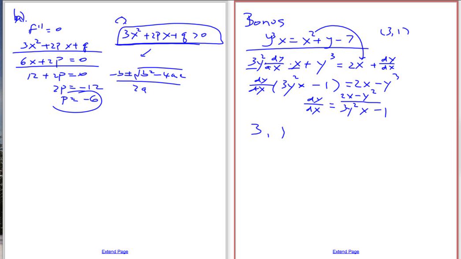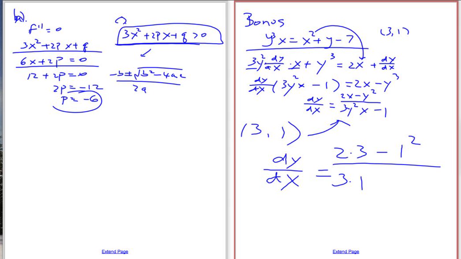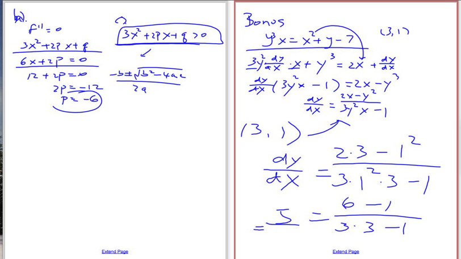And we plug the point 3 and 1 into the equation. We get dy/dx equals 2 times 3 minus 1 cubed, over 3 times 1 squared times 3 minus 1. That is 6 minus 1 over 3 times 3 minus 1, which gives us a value of 5 over 8. And 1 over 8 is 0.125, so times 5 would be 0.625, if I didn't calculate it wrong. But 5 over 8 is good. So, yeah, that's all.